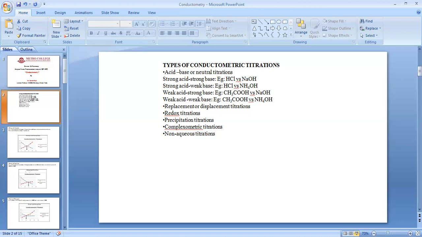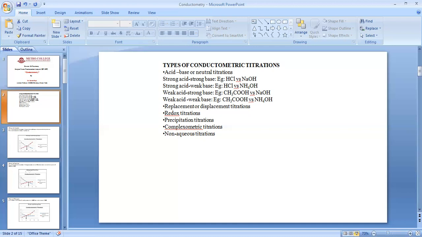And then we talk about the complexometric titration. In this method, it is different from other titrations, in that in every titration we have only one endpoint, but in complexometric titration, we have two endpoints. The first endpoint is due to the formation of metal ion, and the second one is due to the formation of complex.